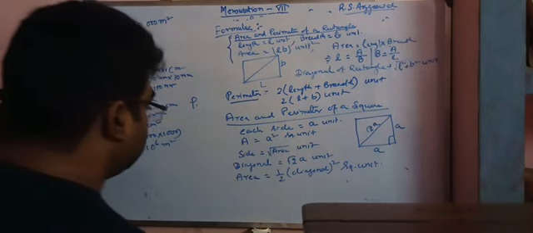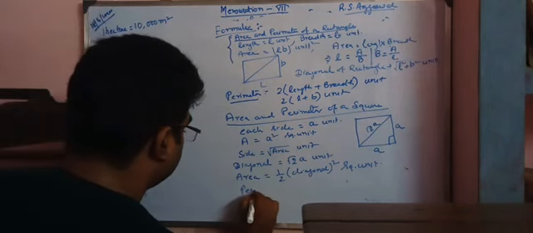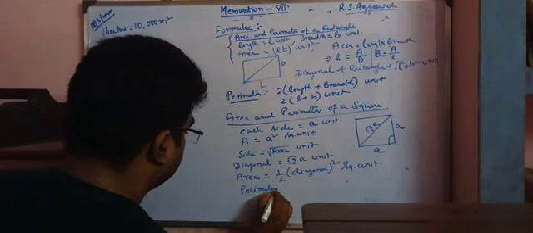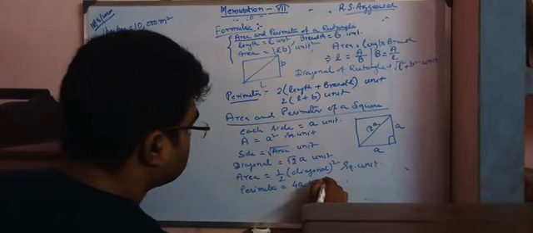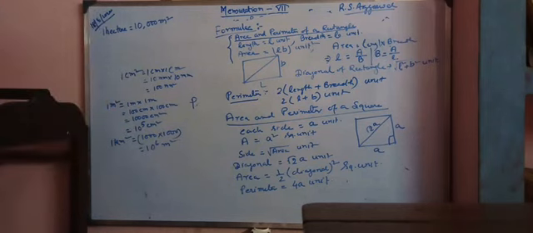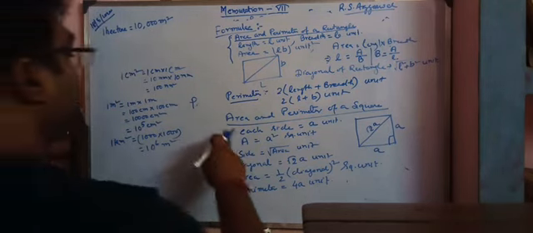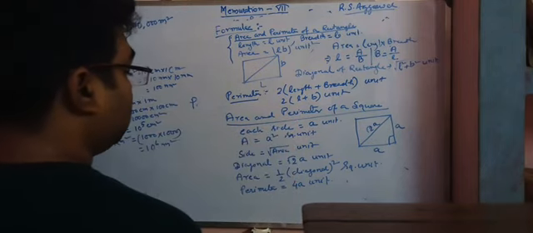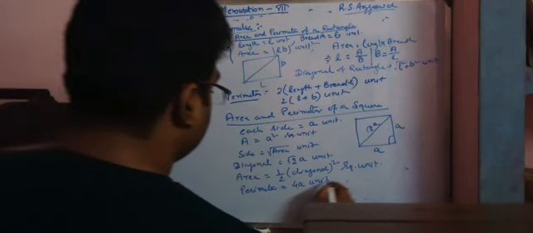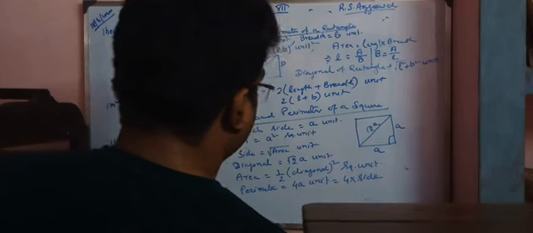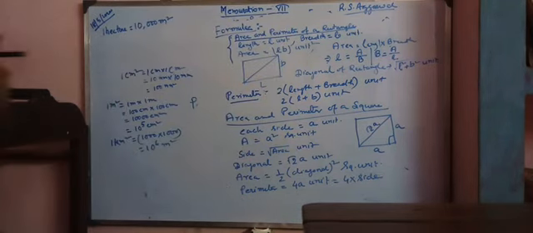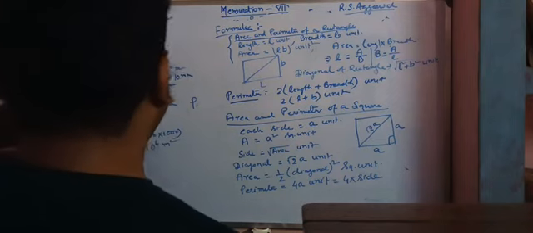Next, perimeter. Perimeter is equal to 4a unit. So these are the formulas for the area and perimeter of a square: perimeter is 4 into side.